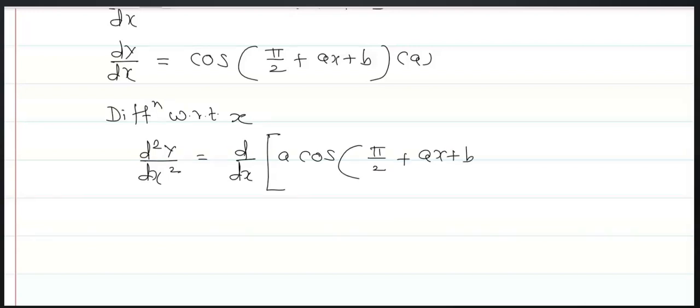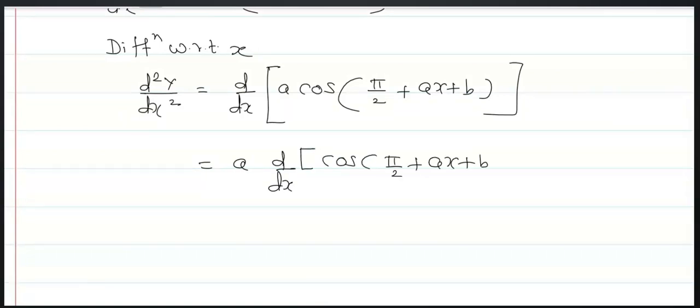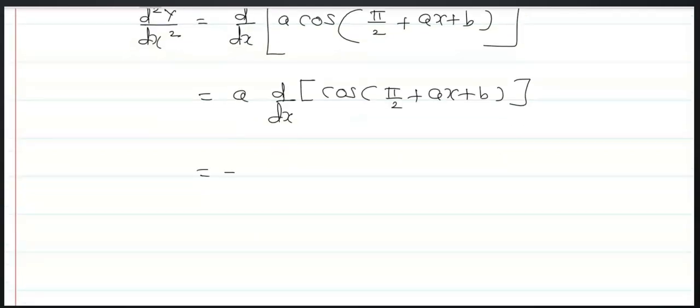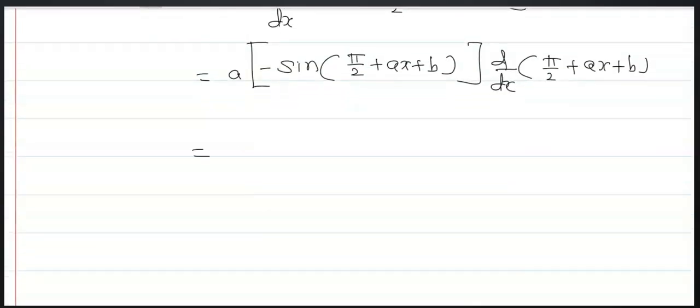d by dx of a cos of pi by 2 plus ax plus b, that is equal to a into d by dx of cos of pi by 2 plus ax plus b. Its derivative is a. Derivative of cos is minus sin of pi by 2 plus ax plus b into the derivative of ax plus b. That is a, and that is a.